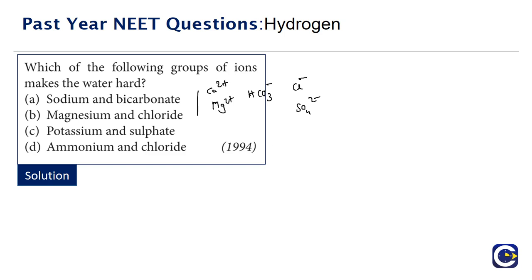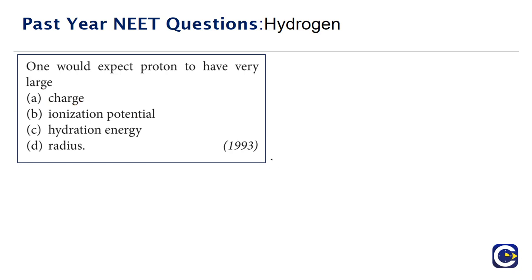So here it is not because of sodium and bicarbonate, it is not because of potassium and sulfate, it is not because of ammonium and chloride, it is because of magnesium and chloride. So the correct answer for this is option B, which is magnesium and chloride ions. Move on to the next question.